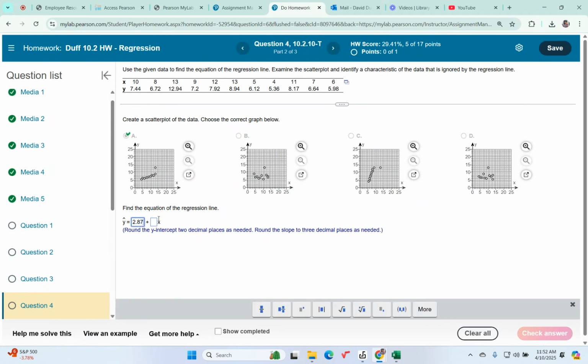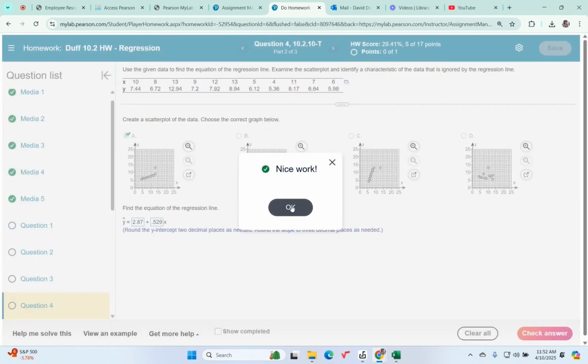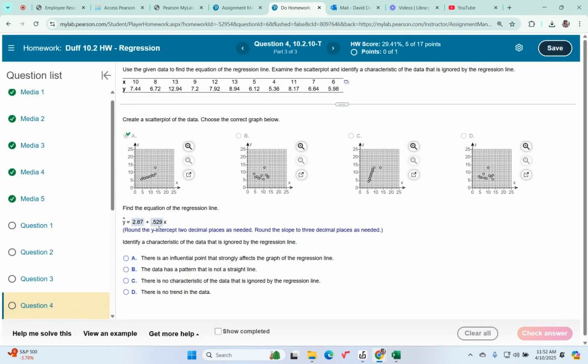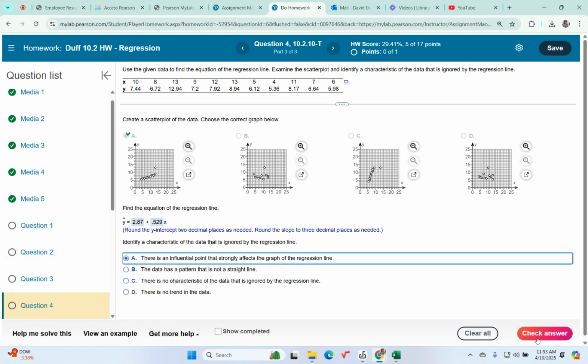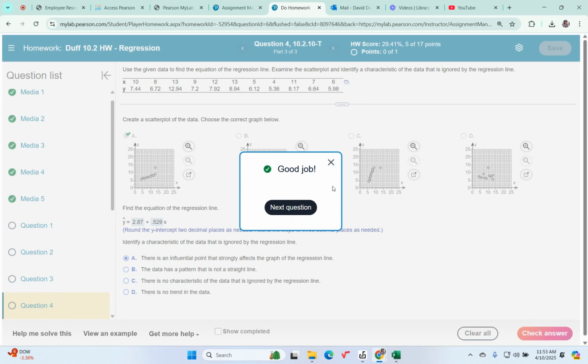2.87. Let's see if I copied those numbers right. And take note of the fact that it asks you to round the intercept to 2 decimal places and the slope to 3. Identify a characteristic of the data that is ignored by the regression line. Well, the characteristic that's ignored by the regression line is there's an influential point that is having an impact on the regression line.